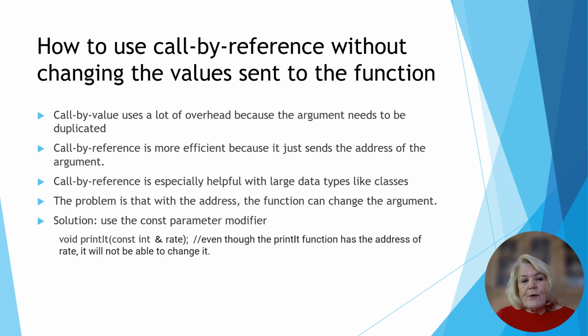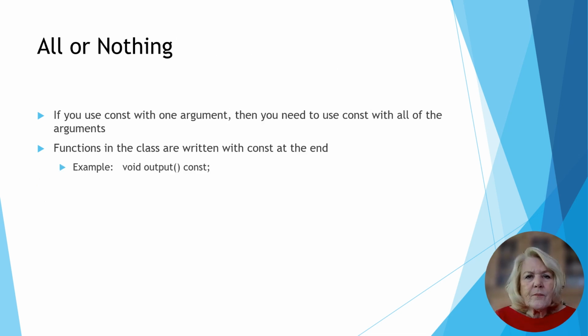So call by reference is more efficient because it sends the address of the argument. And what you can do to make sure that it's not changed is at the very bottom where it has a solution, you use const as a parameter modifier. So in the example of the printIt function, it's a void function, you put const and then the data type of the variable, and then you use the address of and then the name of the variable. And then it can't change it.